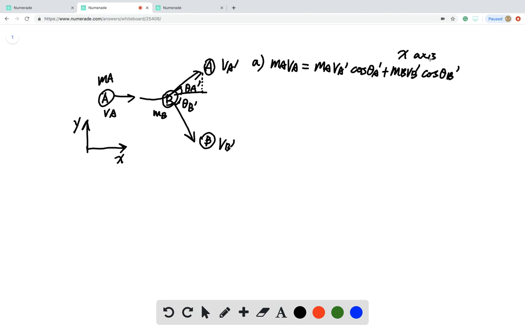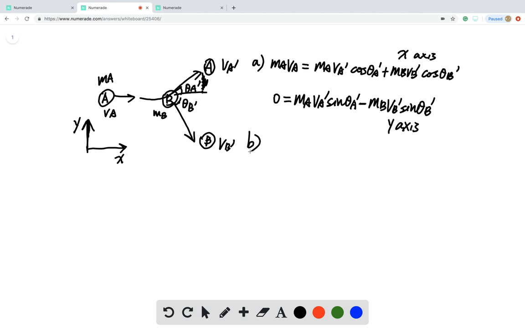What about the y-axis? Before, there's nothing moving in the y-axis because A is along x and B is at rest. So we have 0 before the collision. After the collision, if this is the positive direction, then we have A moving in the positive direction and B moving in the opposite direction. So we have MA VA prime, this component is sine theta A prime, minus MB VB prime sine theta B prime.